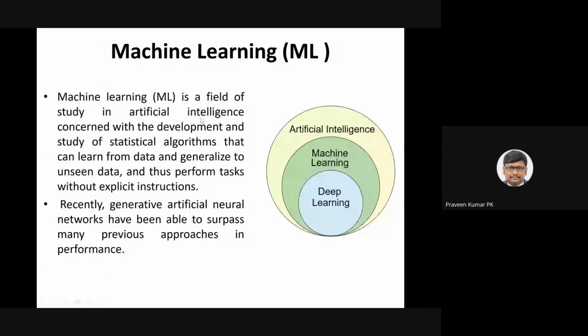Now, let me take you to machine learning. What is machine learning? Machine learning is a field of study in artificial intelligence. You see, the big circle is artificial intelligence, and a part of the study is machine learning, isn't it? It is concerned with the development and study of statistical algorithms that can learn from data and generalize to unseen data, and thus perform tasks without explicit instructions. So if you want to run something in automation, without giving each and every manual task, then better we go for machine learning approaches.